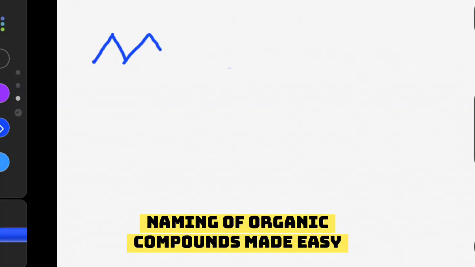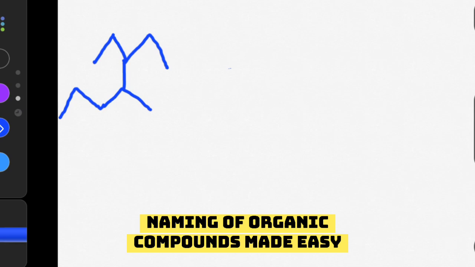Let me also draw it for convenience. Just like this looks like letter M. Then we have a straight. Then we have this. We have that. Then we have this one. Then we have that one. All right. So you see, and we are supposed to name the structure, right?